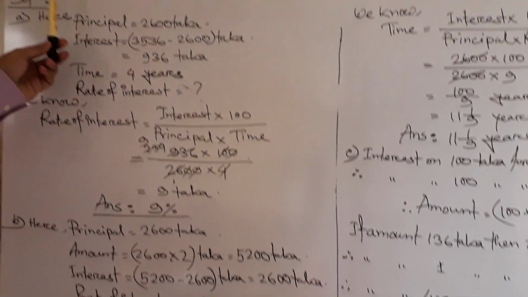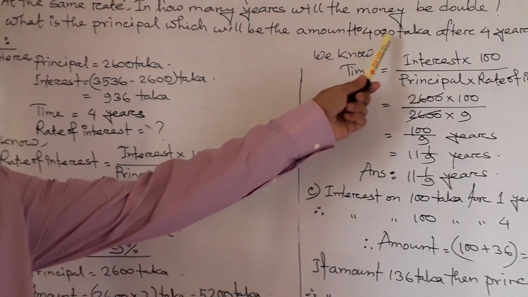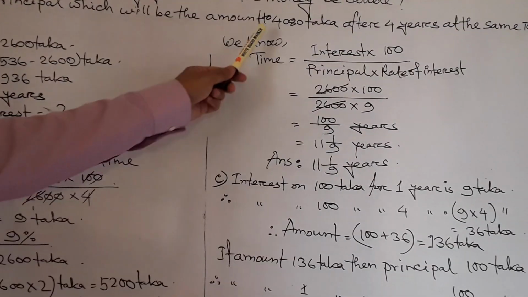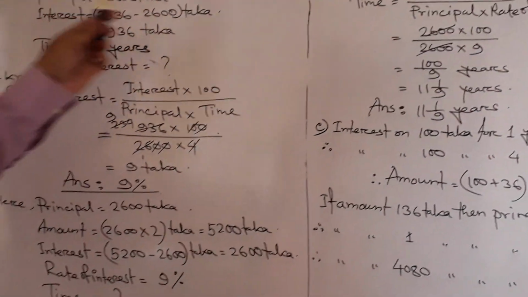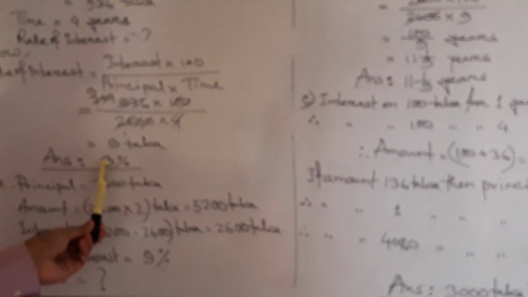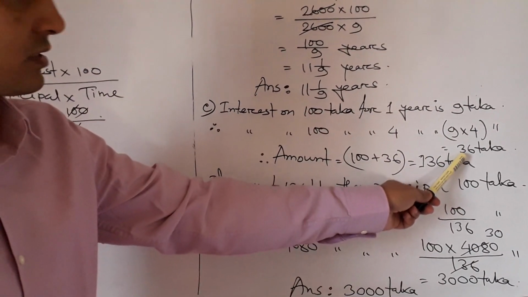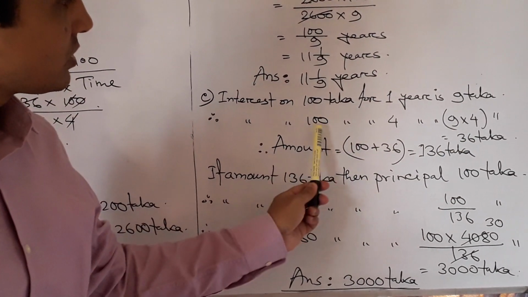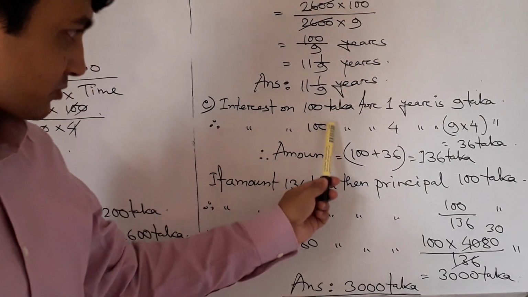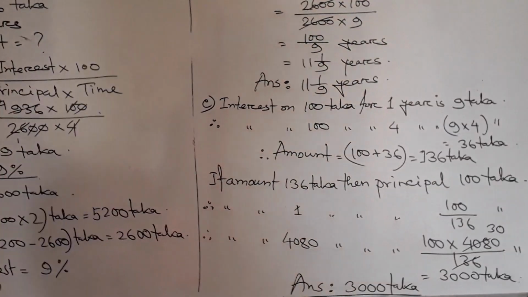Question number C. What is the principal which will amount to 4,080 taka after 4 years? That is the amount. So at the same rate. Now rate of interest at the same rate means 9%. So interest on 100 taka for 1 year is 9 taka. So interest on 100 taka for 4 years is 36 taka. Now we find the amount. So here principal 100 and interest 36. So 100 plus 36, that is 136.